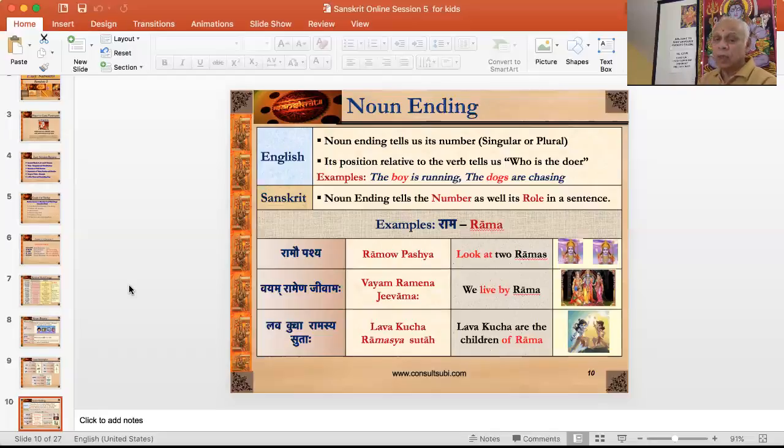Ramasya automatically means Rama's, of Rama. So it gives also the role of the subject, the number as well as soul, both. You're going to see more of it now.